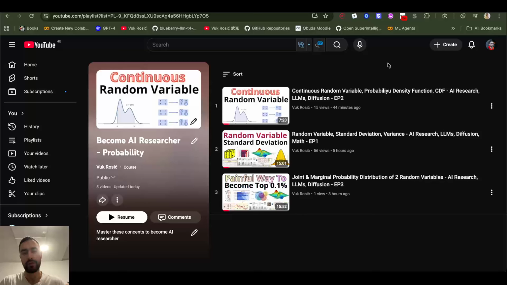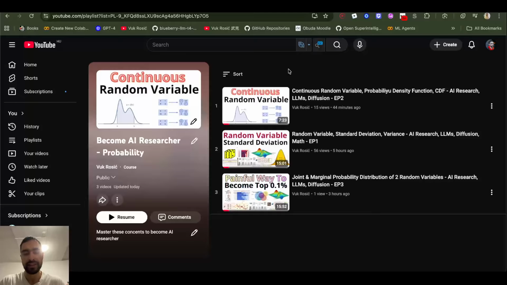Welcome to the course where we learn necessary lessons from probability to become an AI researcher. This is used in large language models, reasoning, reinforcement learning, image generation, video generation. It's also used in finance, economy, and a bunch of other fields.